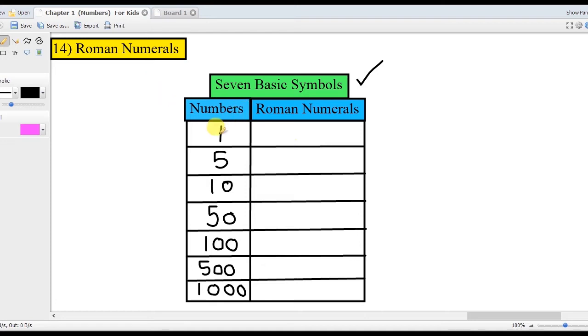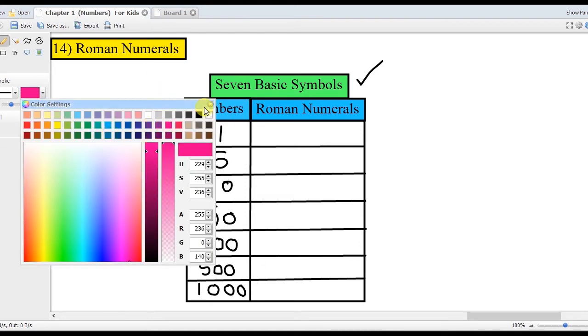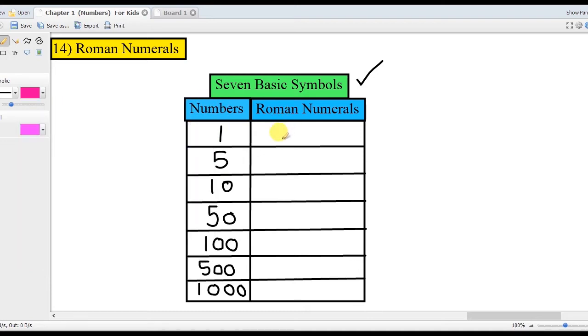So how do we write number 1 in Roman numeral form? We write 1 like this, or you can write it like this. In both ways it is correct, right? For number 5, how do we write it in Roman numeral form? We write it just as the English alphabet V, right? Then how do we write number 10 in Roman form? We simply write it as X. Then 50, how do we write 50 in Roman form? We write it as L.